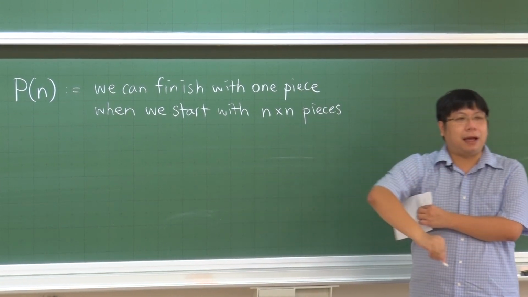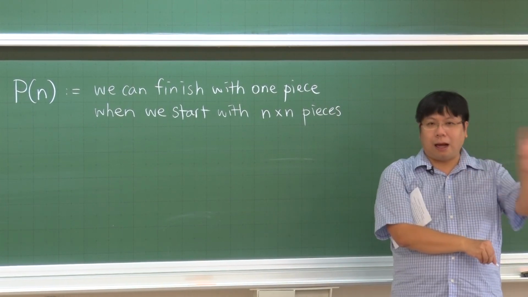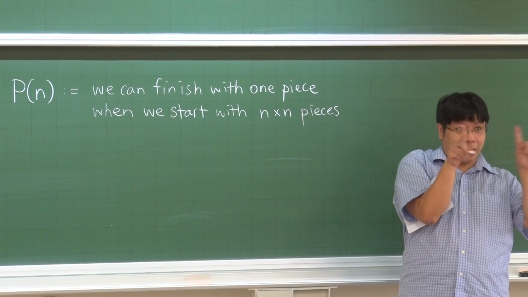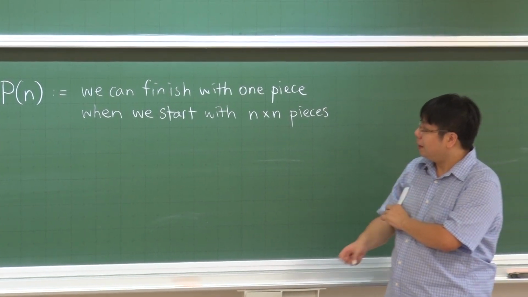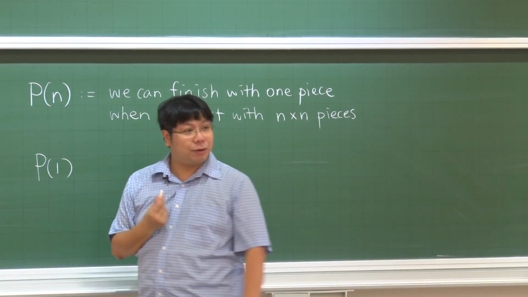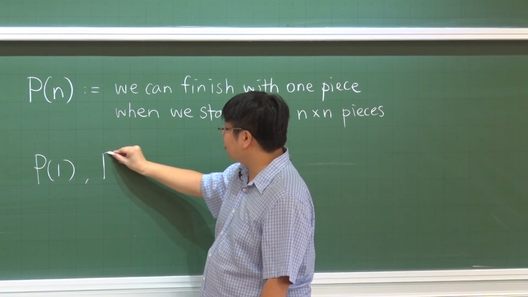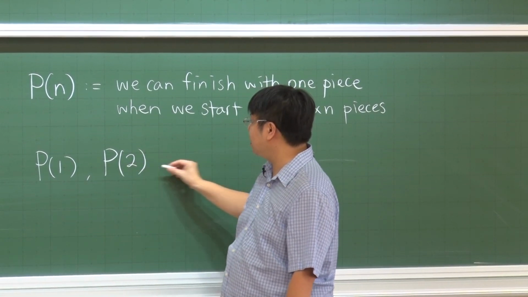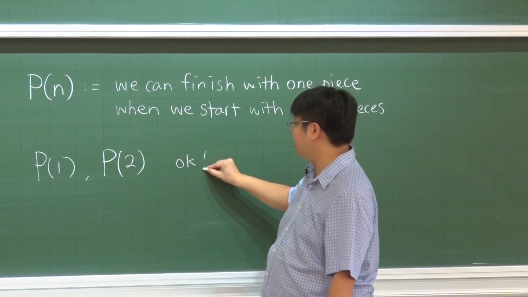Okay, so n by n pieces, it is not n square pieces in arbitrary location. This is n by n in the square form. And then we have just shown what? We have just shown that P1 is okay. And then we have also shown that P2 is also correct. So they are all correct.